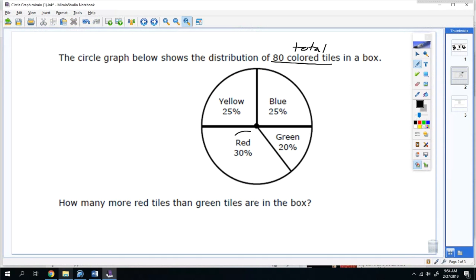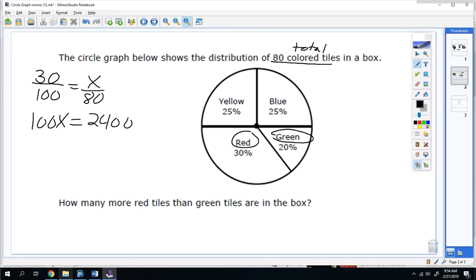Okay, so we're going to look at red and we're looking at green. So red is 30% over 100%, and it's going to be equal to x over 80 tiles because 80 is the total. So you cross multiply, you get 100x is equal to 2,400. You divide 100 on both sides. Cross off the zeros. You get x is equal to 24.